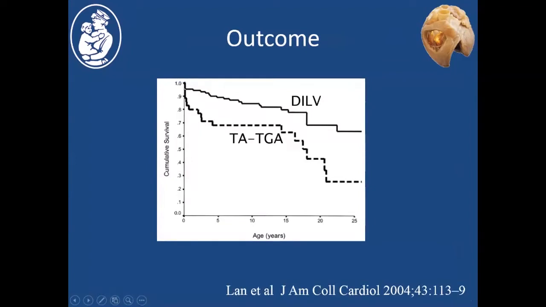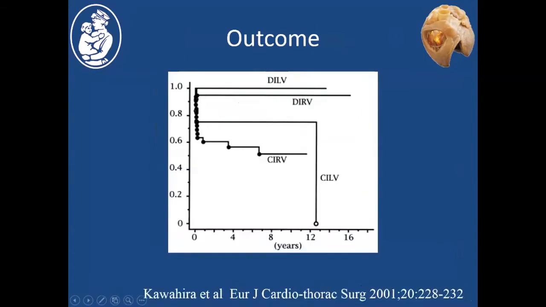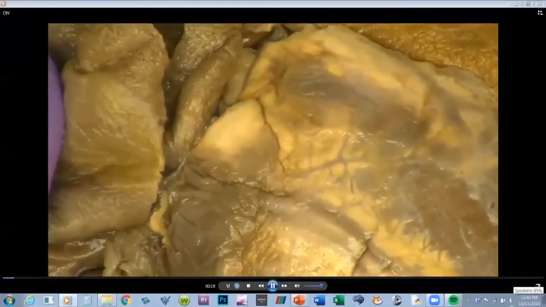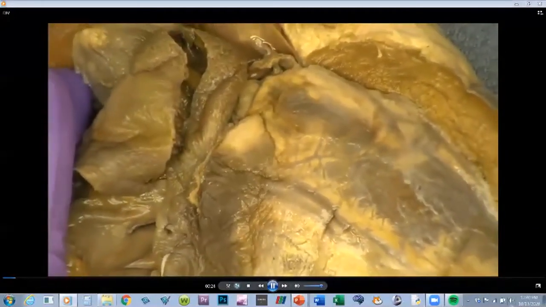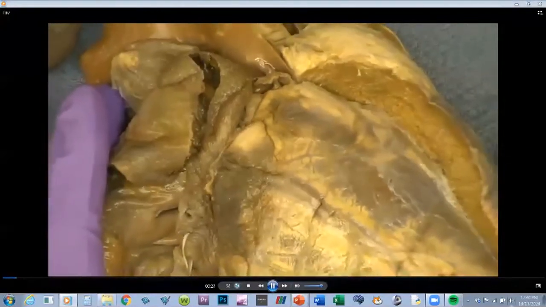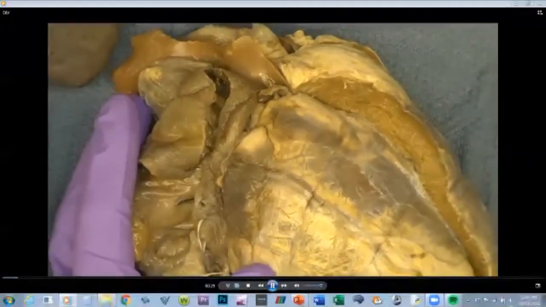Double inlet lefts do better than tricuspid atresia with transposition because these often have outflow tract obstruction. And double inlet ventricles do better than common inlet. We do occasionally see patients with a common inlet ventricle where there's a common AV valve. So now we want to look at some specimens of double inlet ventricles. And we'll start with double inlet left ventricle. This is the most common type, as we said, where there is an L-looped ventricle and left-sided aorta, double inlet LV SLL. So this is an example of that.